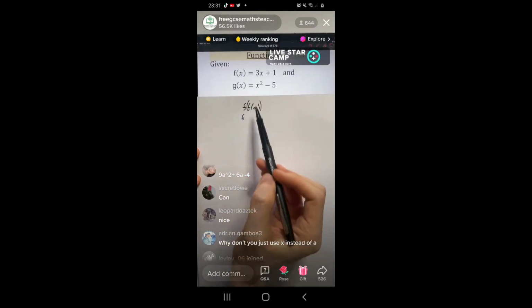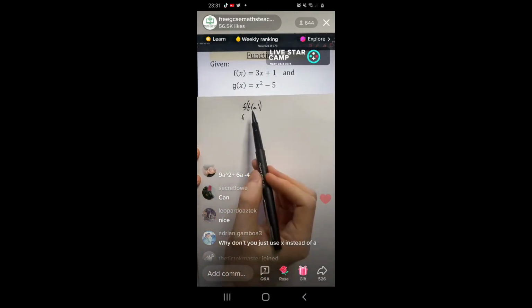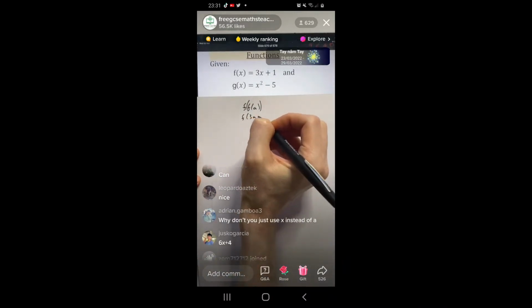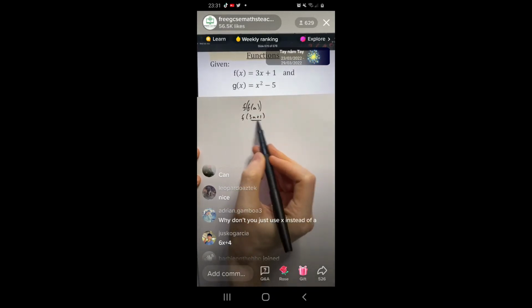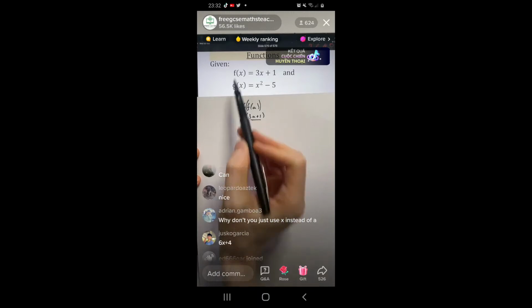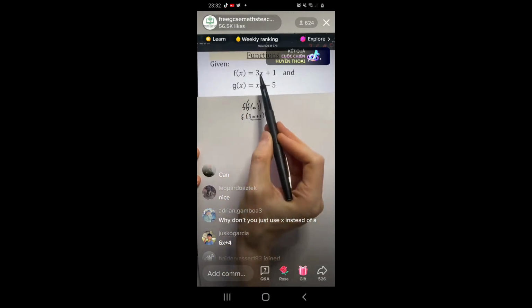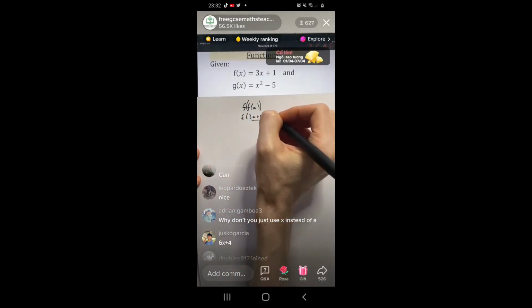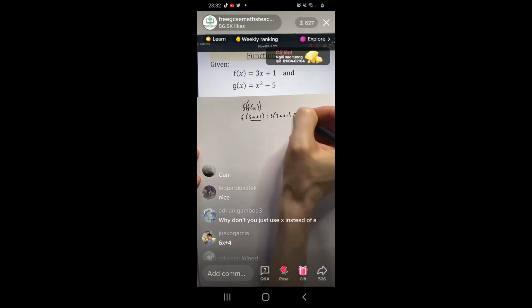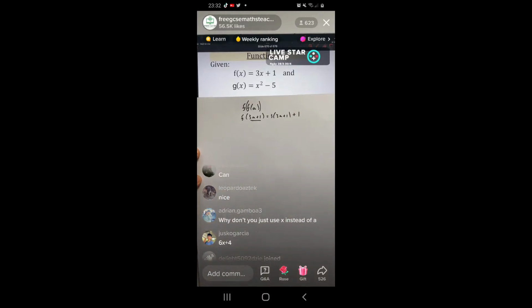Every time you see x, we're substituting a. 3x means 3 times x. X is now a, so we're going to get 3a plus 1. That's our answer. It goes into the outside function, which again is just f. Every time you see x, x is now 3a plus 1. So 3x means 3 lots of x. X is now 3a plus 1. And you still got +1 on the side.